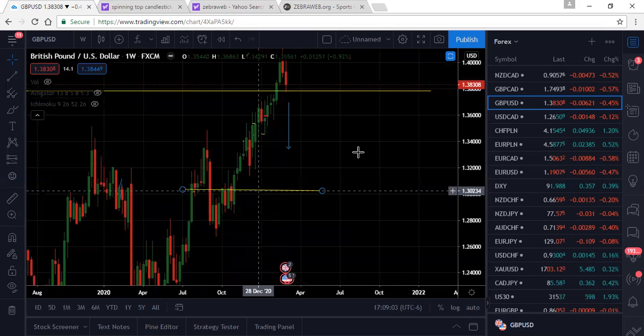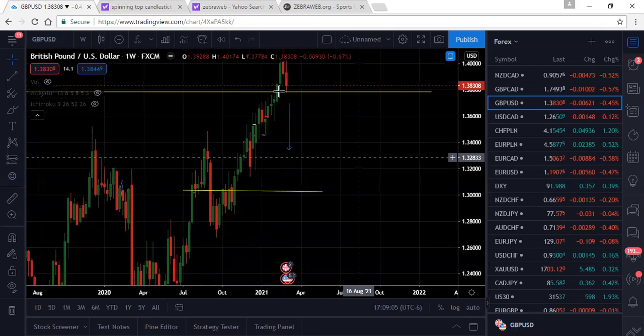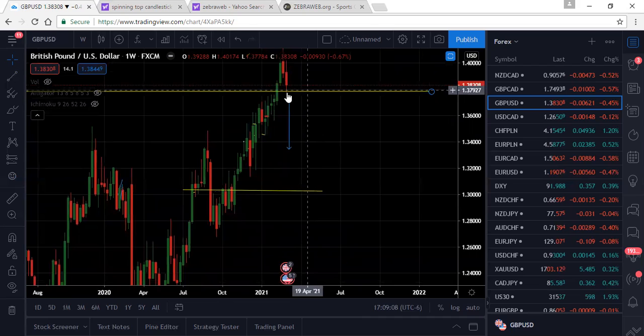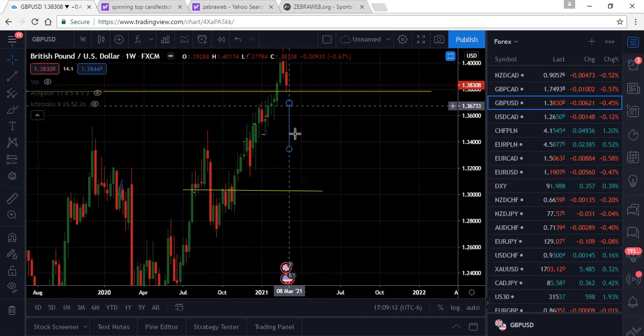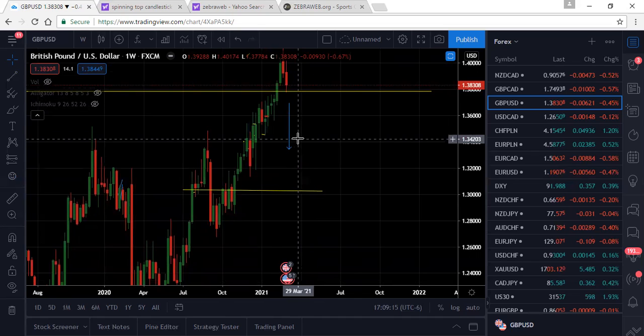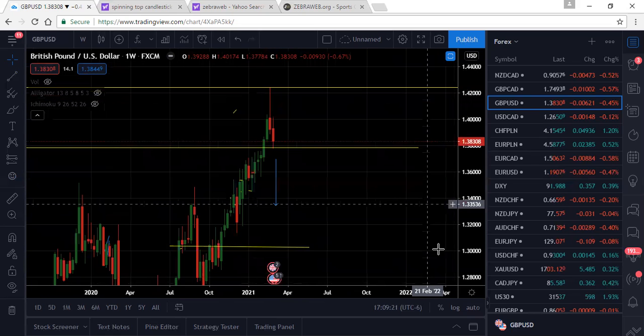So same thing here. If price breaks beneath this level right here, I'm gonna look to sell. And I'm gonna ride the whole thing down until it shows any signs of reversal. If it shows any sign of reversal, I'm getting out of the trade. And that's how we would play GBP USD.